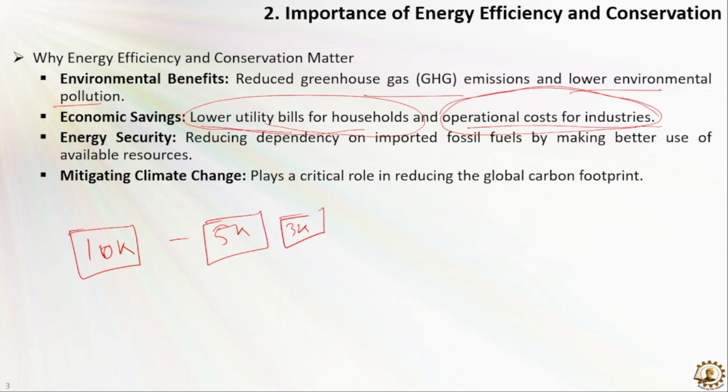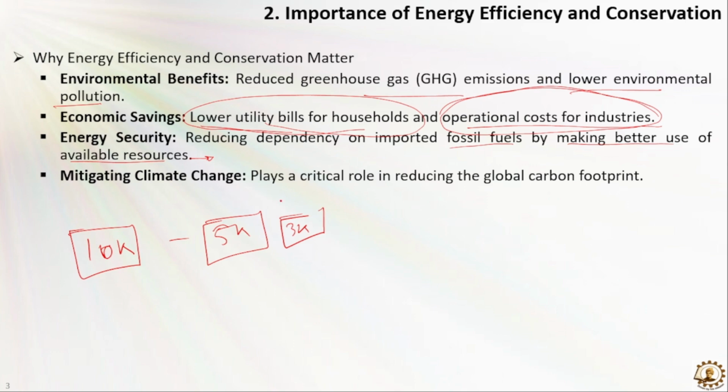Also, if we reduce our dependency on, or consumption of, energy from fossil fuel, we also move towards an energy secure nation. That means reducing dependence on imported fossil fuels by making better use of available resources. These are basically solar, wind, whatever is available in our surroundings based on our geographical location. And also we can mitigate climate change. That is the main aspect of sustainable development.